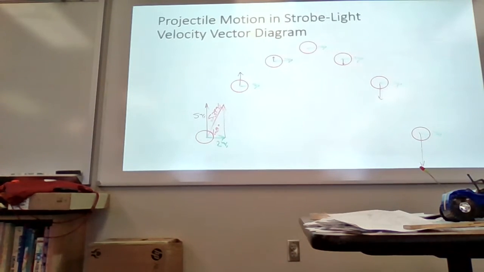Instead of walking at 2 meters a second and throwing it straight up, this path is identical. The path the ball takes, throwing it up at 5.39 meters a second at 68 degrees, is identical to walking at 2 meters a second and throwing it straight up at 5 meters a second. Same path, exactly the same.